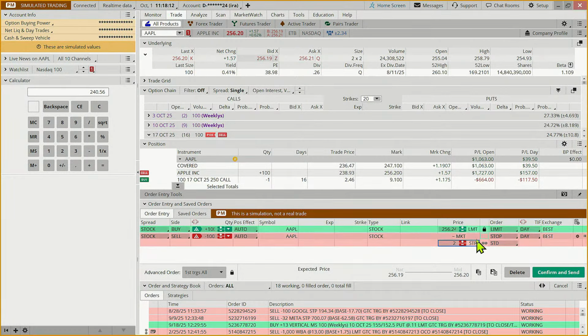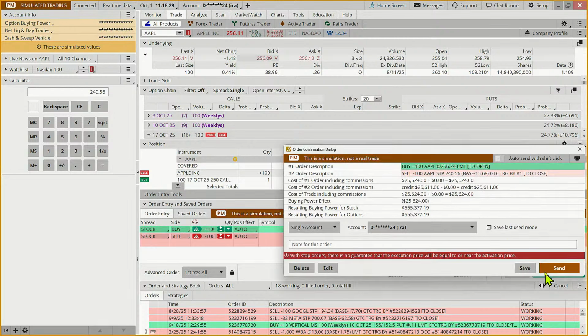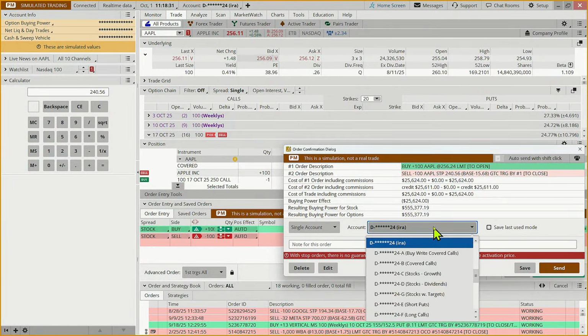So, how much are we risking then? Well, if we take our 240.56 and we subtract the 256 from it, about $16 a share, so about $1,600. Is that less than the $2,500 we're willing to risk? It is. So we're buying this as a growth stock.